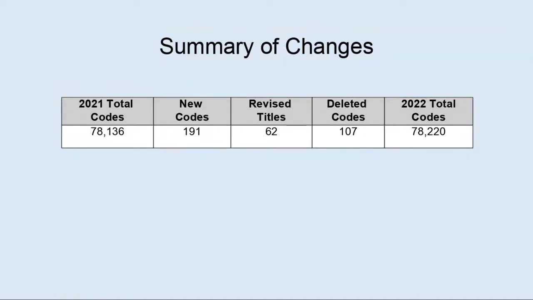So here's an overview of the changes made for 2022. For 2021, we had 78,136 codes. For 2022, we have a little bit more, 78,220. 107 were deleted, 191 were added, 62 were revised. So that's an overview of what we've done.